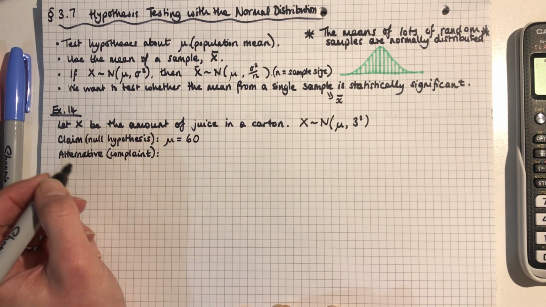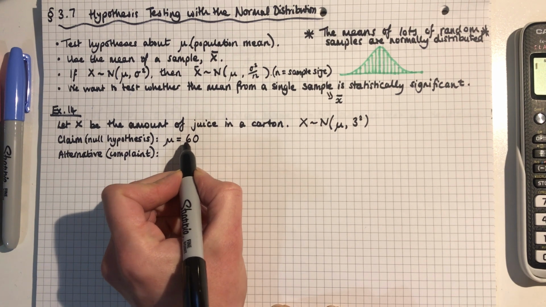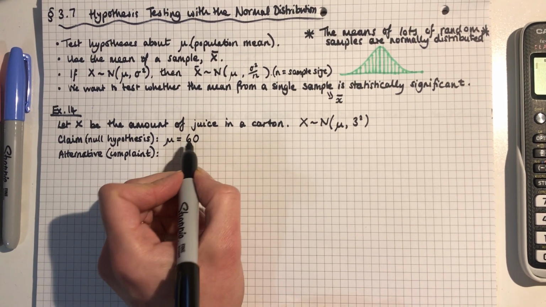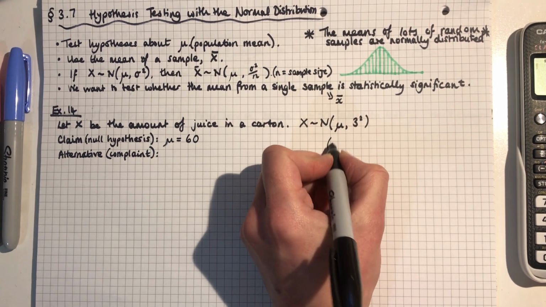However, it says that a trading inspector has received some complaints that the company is overstating the mean. So they're saying the mean is too much. He wants to investigate the complaint. So what he does is he takes a random sample of 16 cartons. Let's make a note of this to the side.